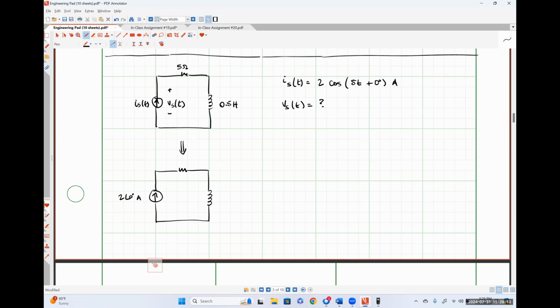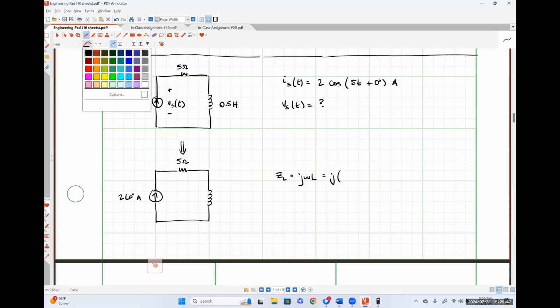Five ohms. Exactly right. What would the impedance of the half Henry inductance be? So just to remind you guys, the equation for the impedance of an inductor is just j omega L. So that's going to be J times, so what's omega here? Zero degrees. So 0 degrees is a phase angle.